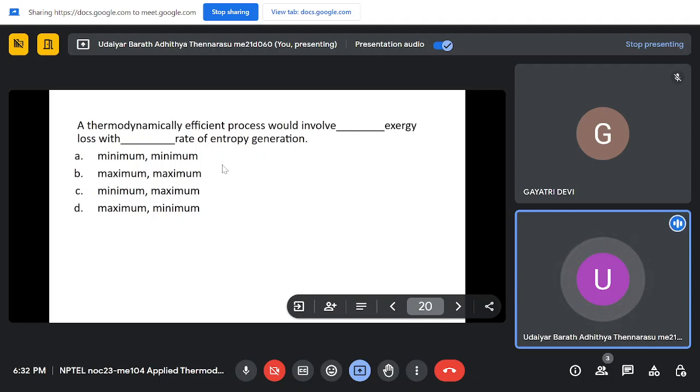But you will not get the same amount, because the process in an actual case will not be reversible. So you will get only some fraction of the maximum exergy, and the rest will be lost. So in terms of efficiency, your system is performing less. If you are reducing that exergy loss, you are moving towards a more efficient process. So that answers the question. An efficient process will involve less exergy loss. So minimum exergy loss with minimum rate of entropy generation.